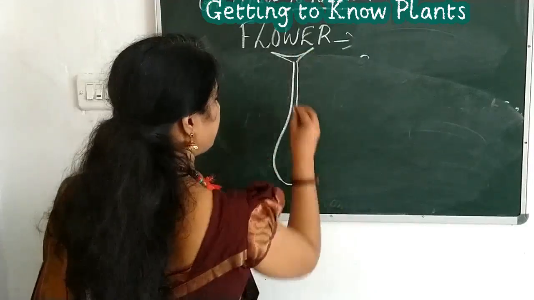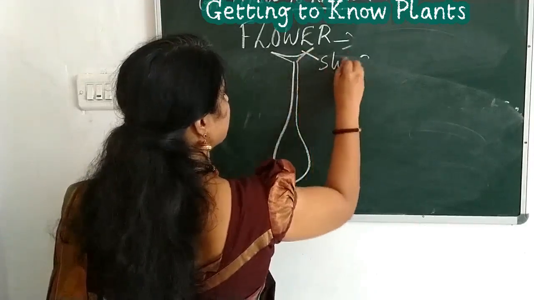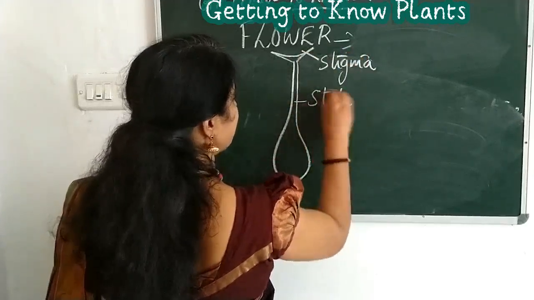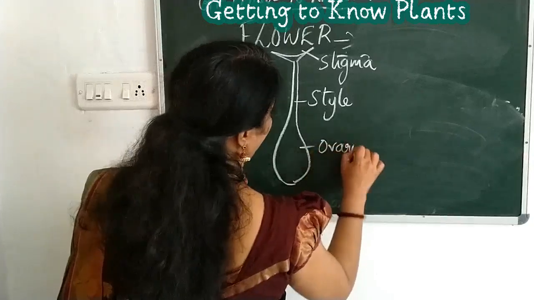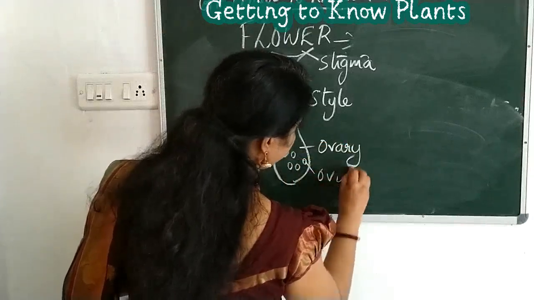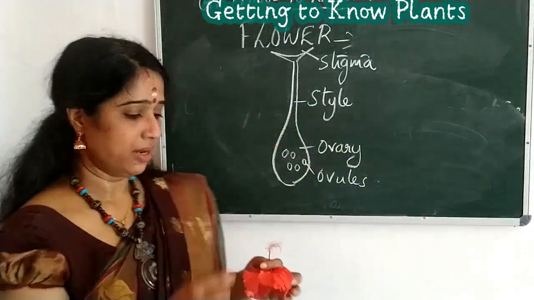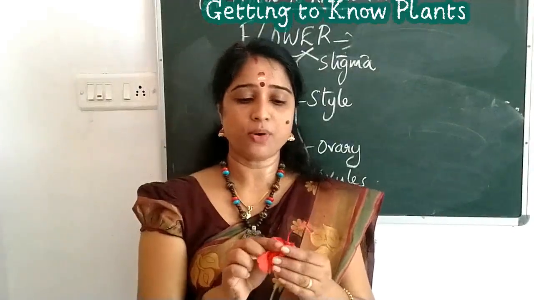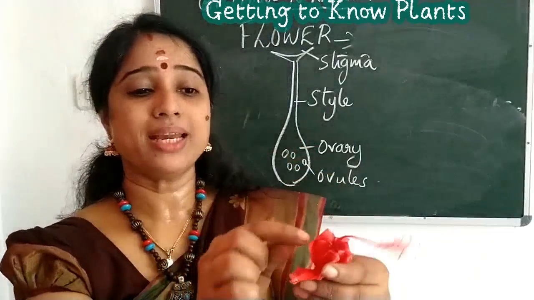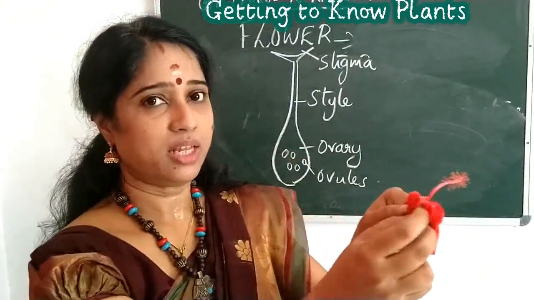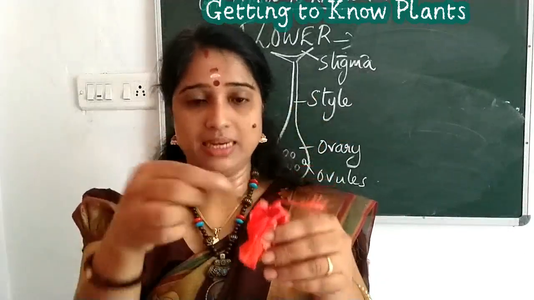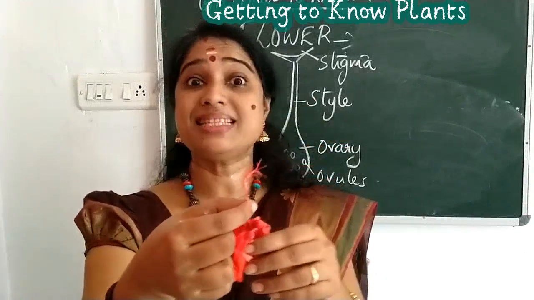Yes, the main three parts: the top part is known as the stigma, the middle part is known as the style, and this part is known as the ovary. Inside that, we can see numerous ovules. So these are the main parts of this female reproductive system. The ovary cannot be seen from outside. So here this part is the style.